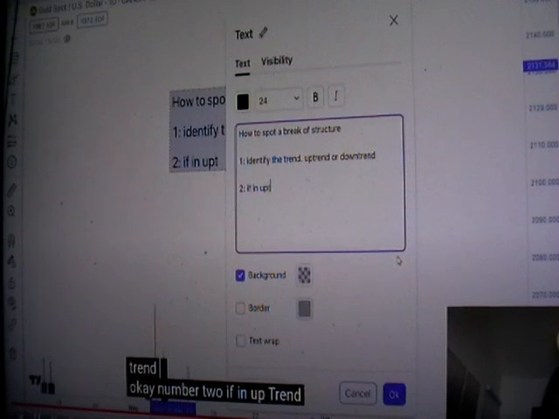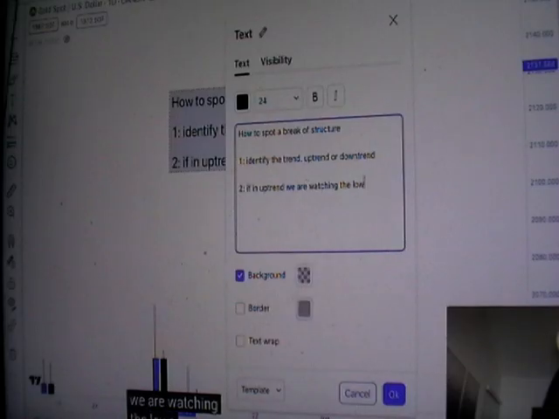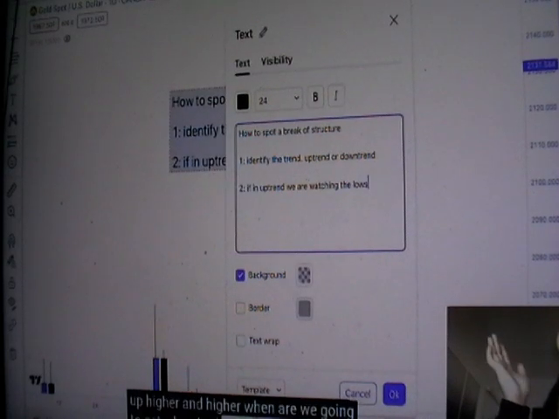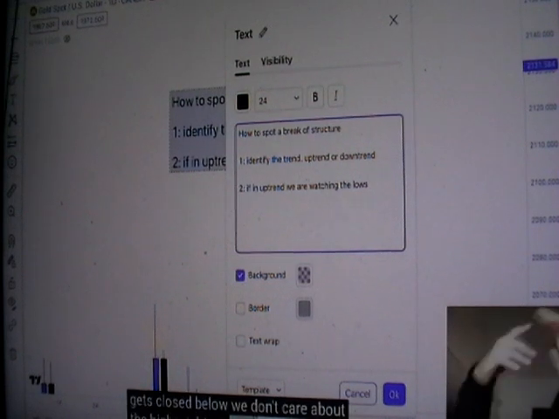In an uptrend, okay, we are watching the lows, right? Because if we're moving up higher and higher, when are we going to get a break of structure? When the low gets taken out, when the low gets closed below. We don't care about the highs, right? We care about the lows, okay?